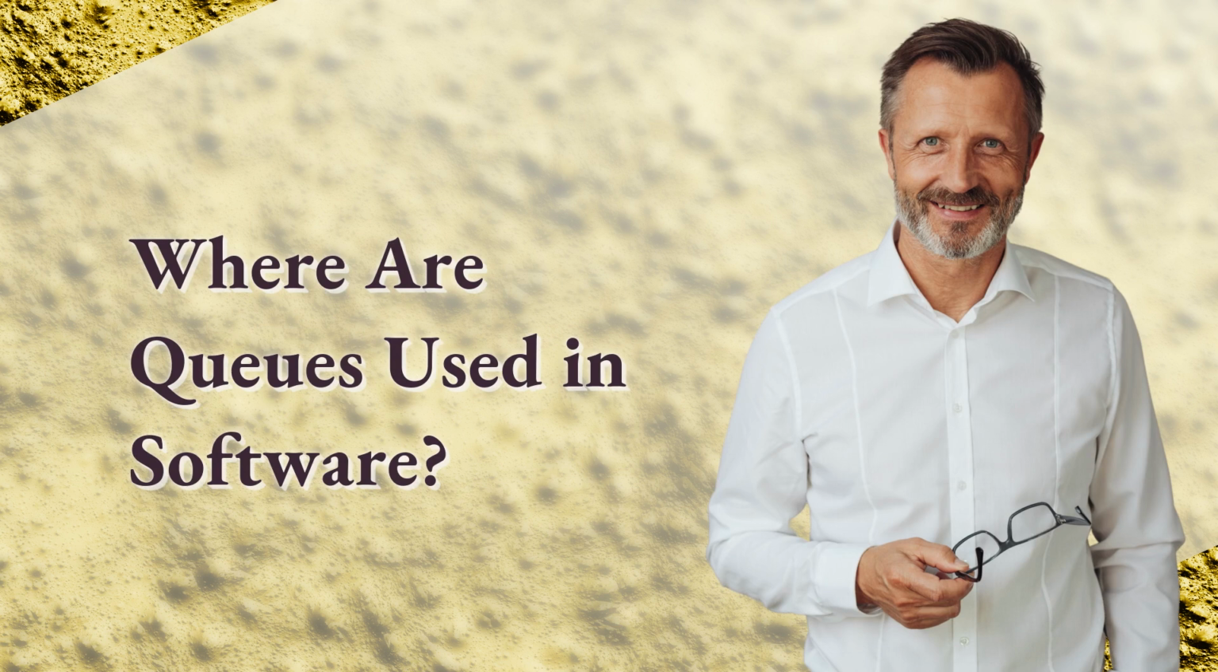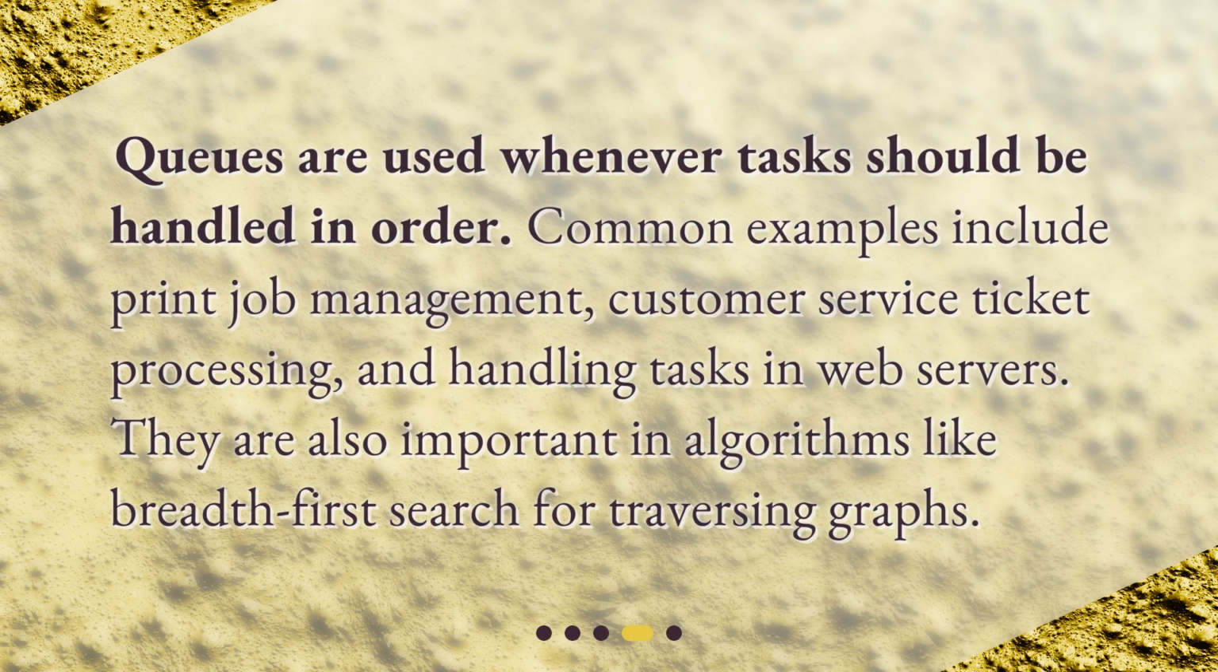Where are queues used in software? Queues are used whenever tasks should be handled in order. Common examples include print job management, customer service ticket processing, and handling tasks in web servers. They are also important in algorithms like breadth-first search for traversing graphs.